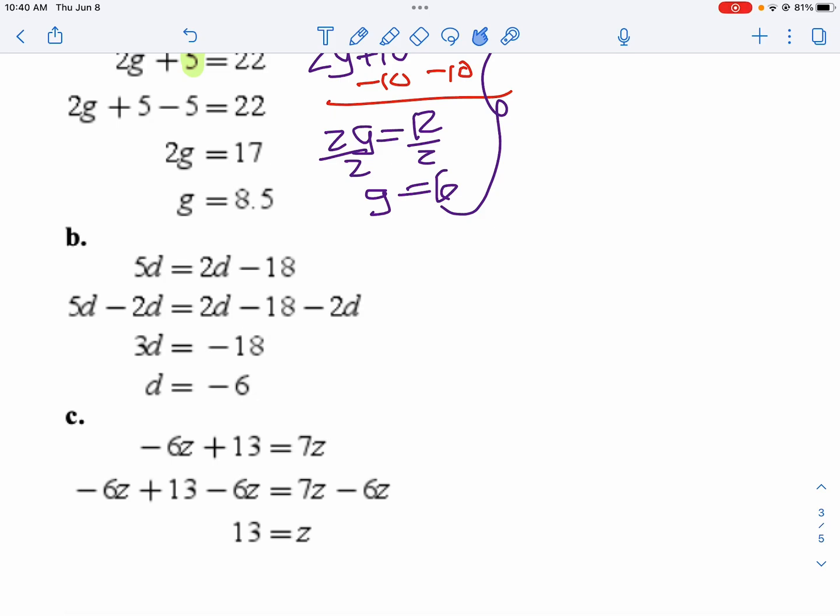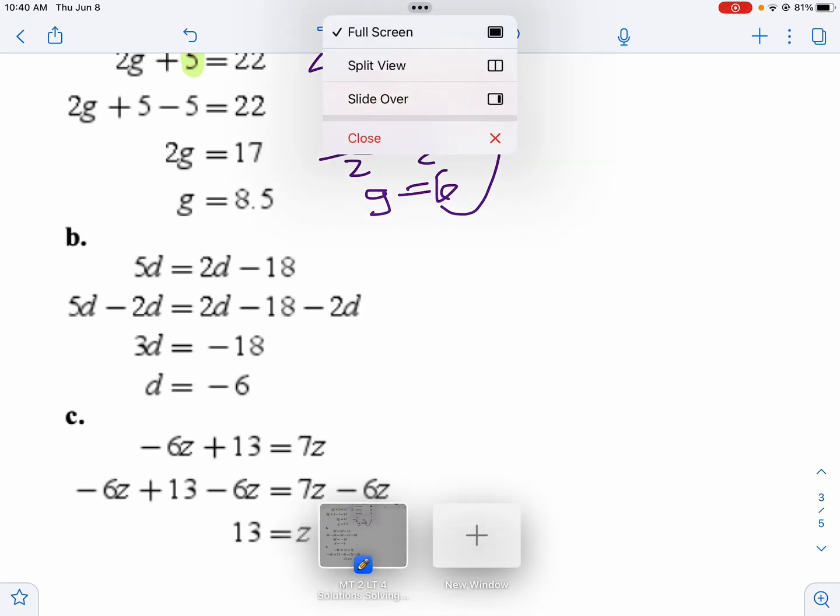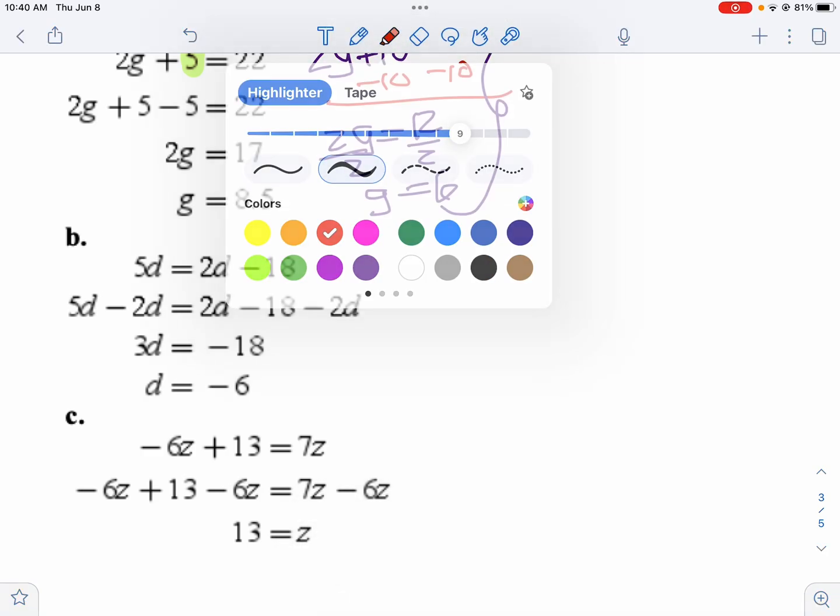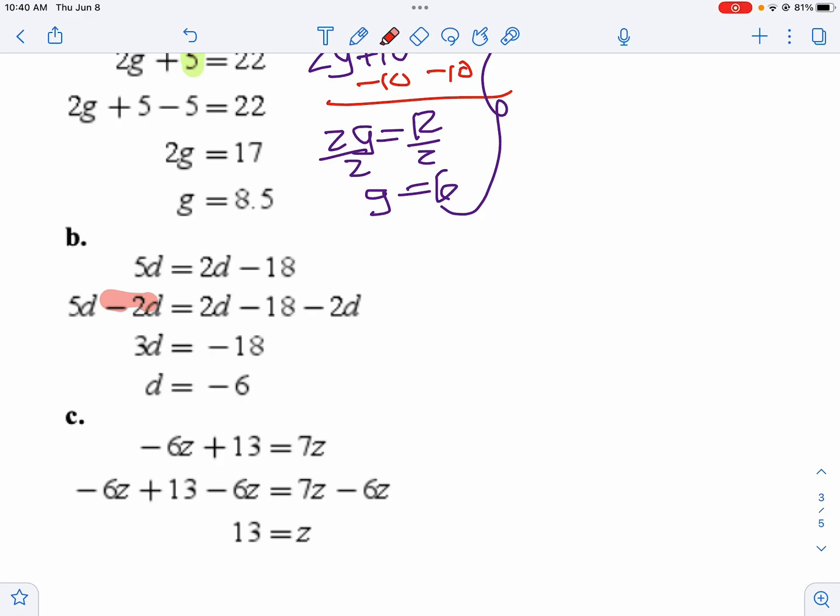Okay, let's take a look at letter B. It looks like they subtracted 2D from both sides. Okay, then if we simplify, 5D minus 2D is 3D. And then the 2D's cancel, you get negative 18. We divide both sides by 3, and you get negative 6. So this was a correct solution. No work to show on that one. Okay, let's take a look at the next one.